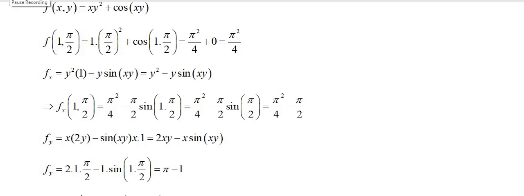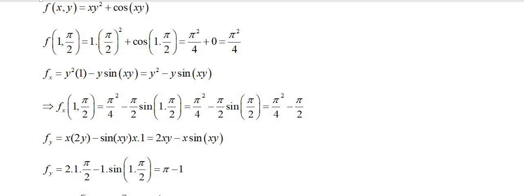So, the value of f at (1, pi by 2) is pi square by 4. Next we are going to find out the partial derivative of f with respect to x. Same, with respect to x means we are treating y as constant. Whenever y is constant, y square is also constant. Therefore, I am writing y square here.